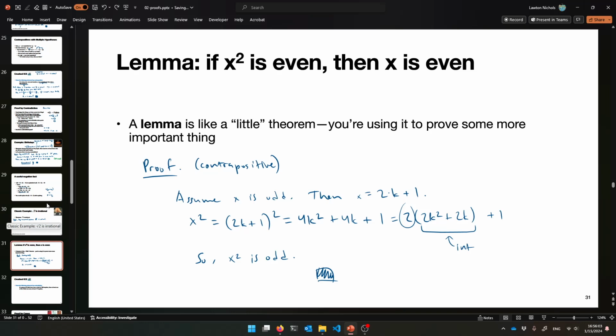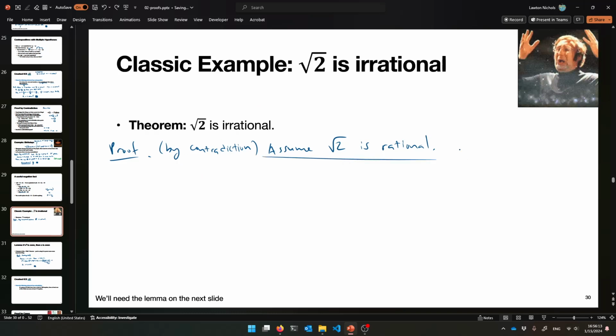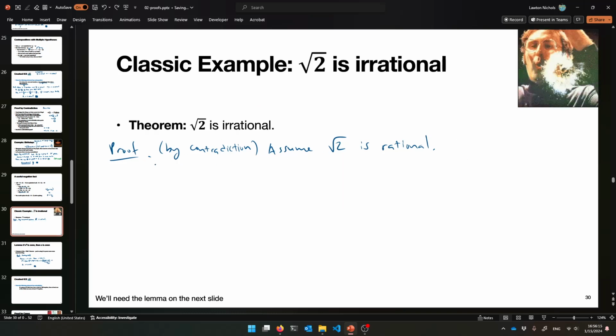Cool. Now let's go back to this proof. We're going to use that fact in just a second. All right, so this is going to look really weird. It's just a really fun proof. So, all right, assume that the square root of 2 is rational. We're going to derive a contradiction.